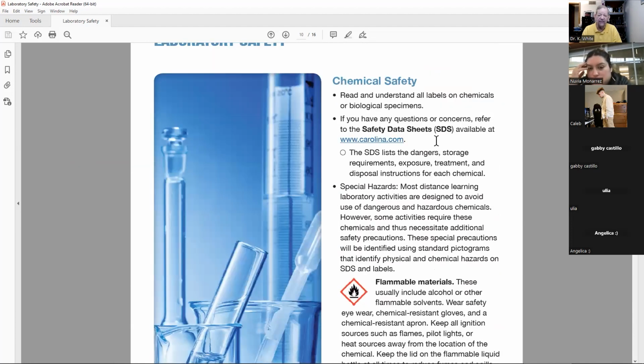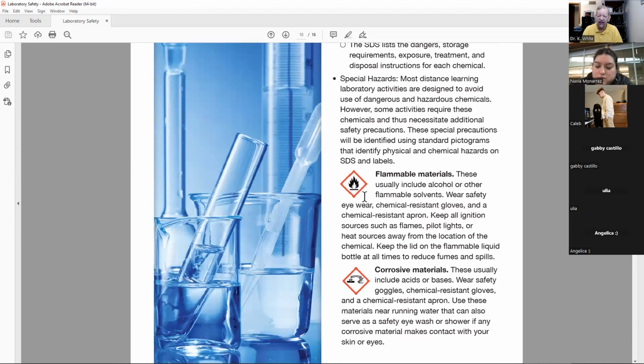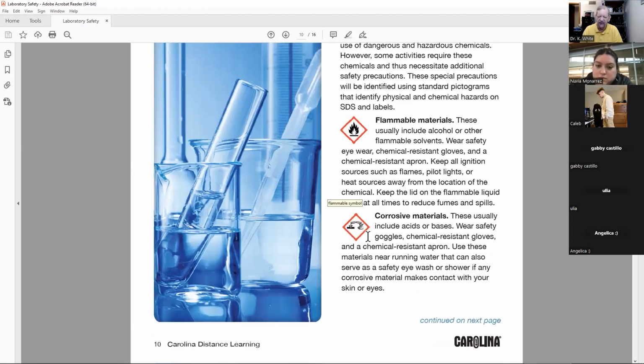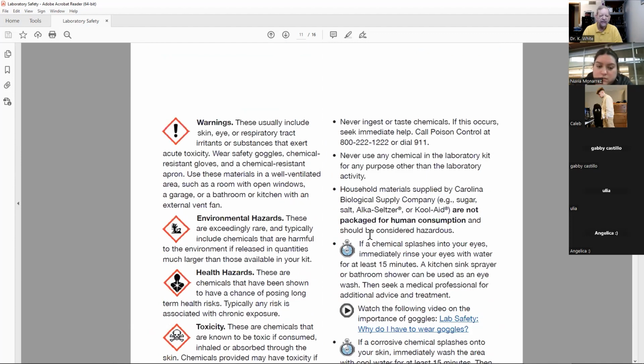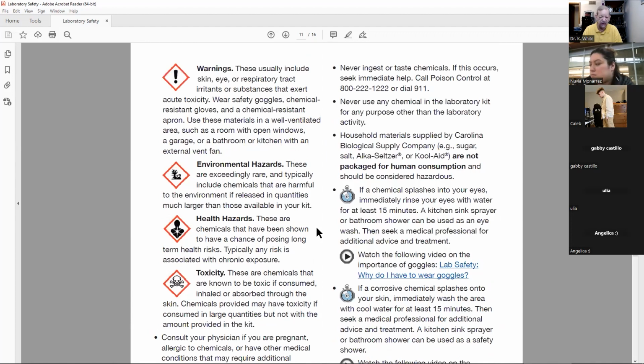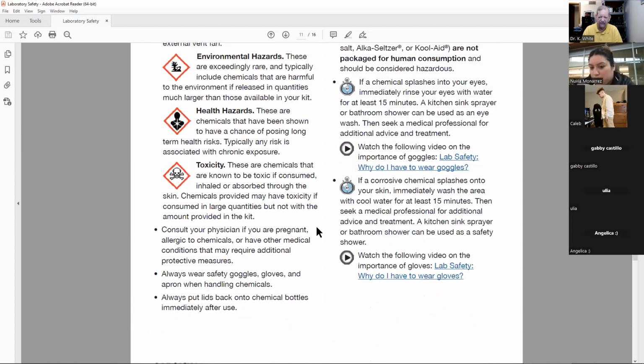And here they talk about an important thing, and I'm going to go through this again, called the safety data sheet, and they're available from carolina.com. That tells you the various hazards and everything. If it's flammable, you'll see this symbol, corrosive, this symbol. And they have other symbols you can read at your leisure.